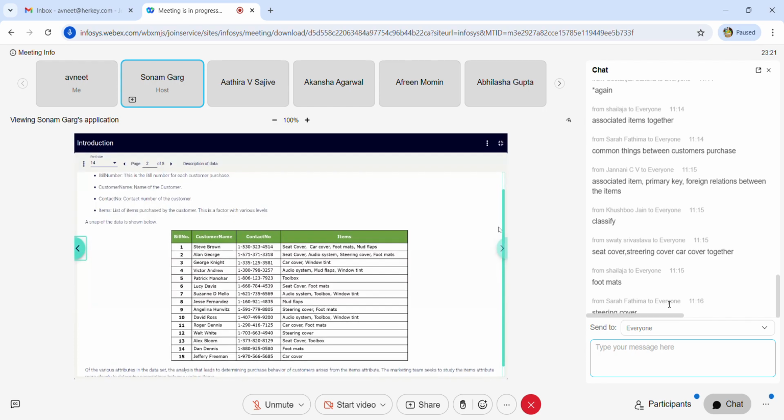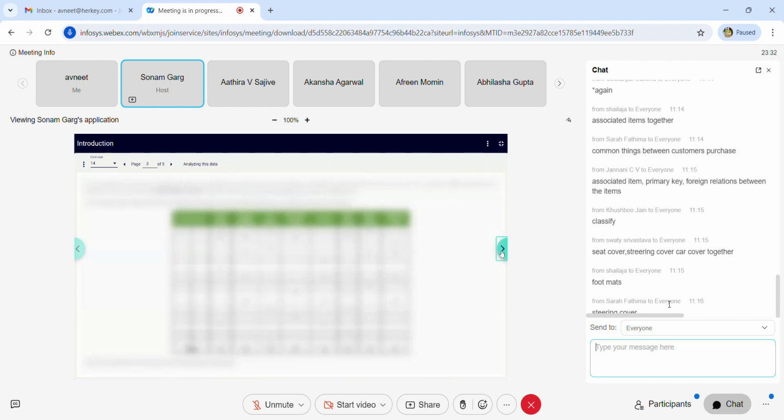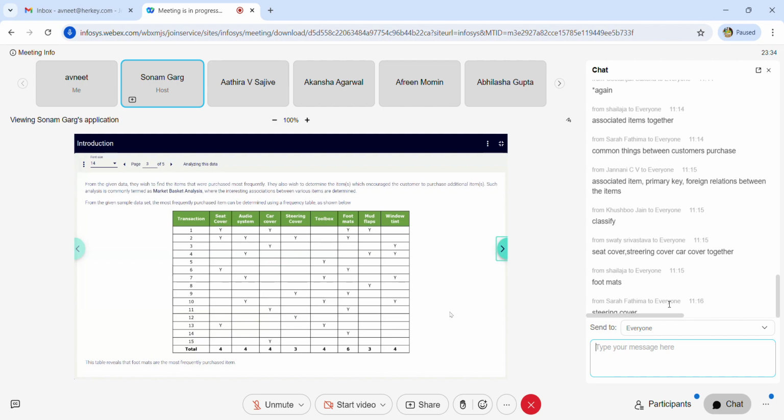Minimum support in terms of percentage, or minimum support count. Count can be calculated as minimum support times, that is 40% times the number of uniquely purchased items, which can give you the number of transactions in which you have to look at it.